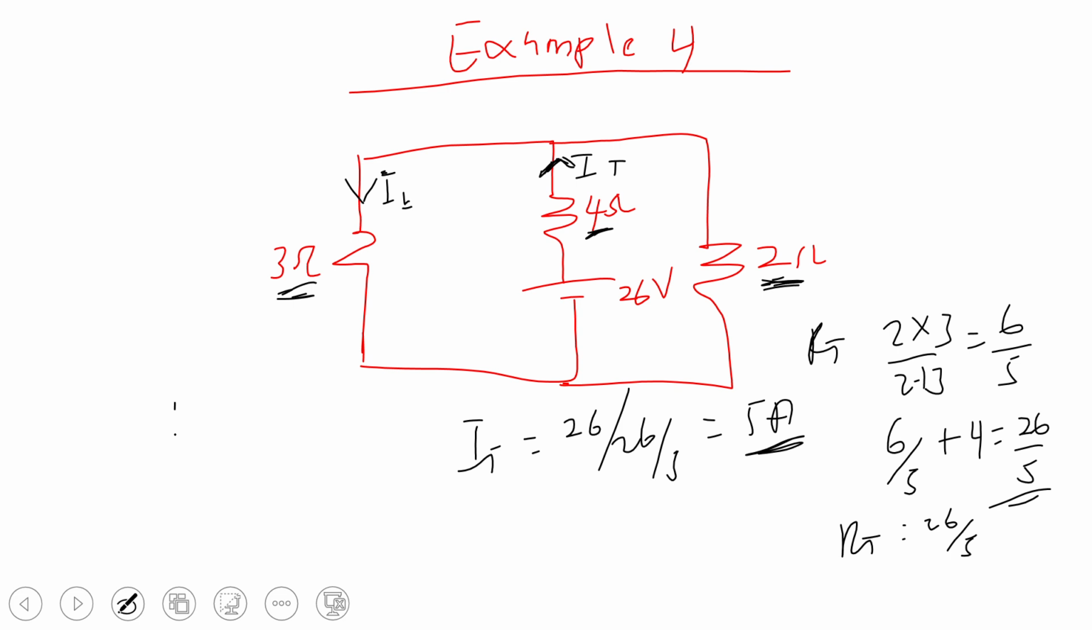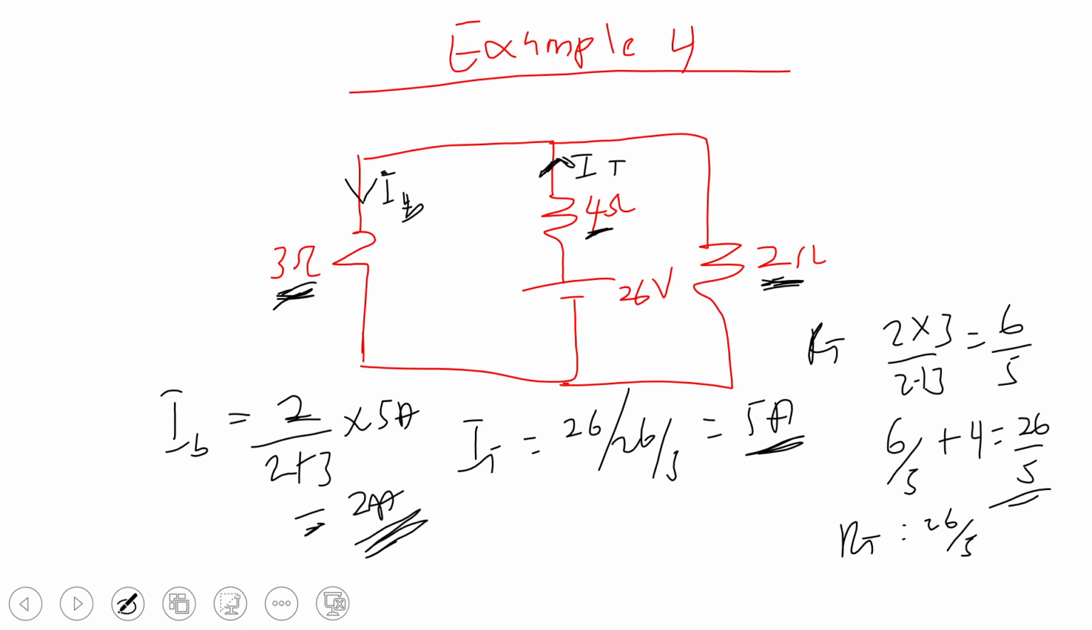So now IB is the current in the 3. So we're going to use the other resistor, which is 2 over 2 plus 3 times the 5 amp. And I'm going to get 2 amps. I mean the current IB is going to be 2 amps. Simply, I found IB by applying the current division rule.